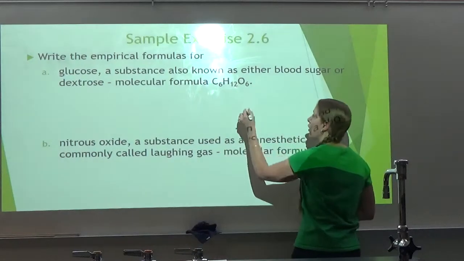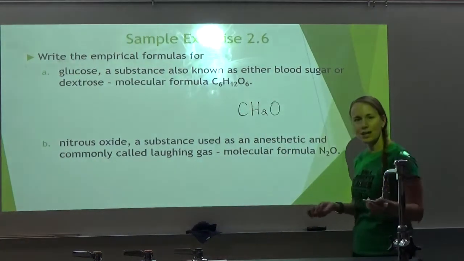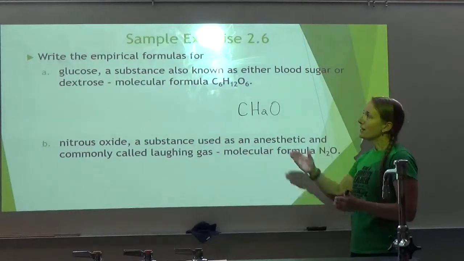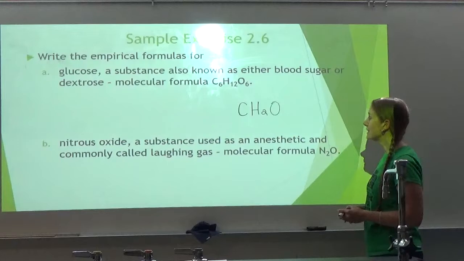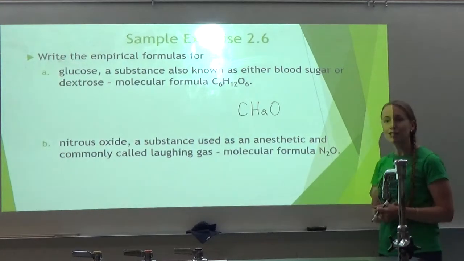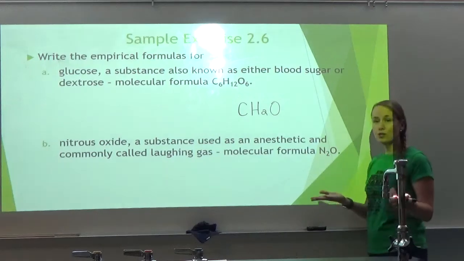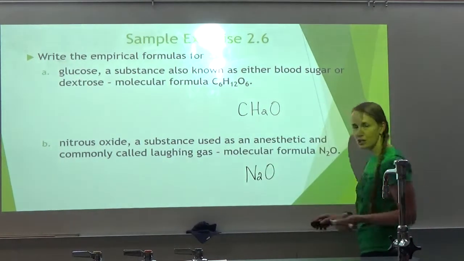Well, I can divide all of these by 6, so I get CH2O. That's all I have to do. All right, it says, write the empirical formula for nitrous oxide, a substance used as an anesthetic and commonly called laughing gas. Molecular formula is N2O. Well, I can't reduce a 2 and a 1, so the empirical formula is just what we start with.